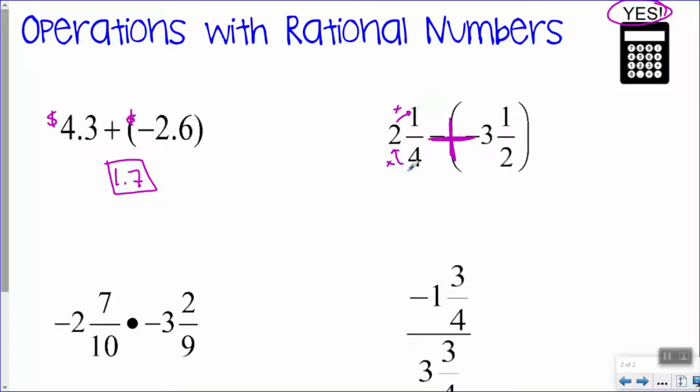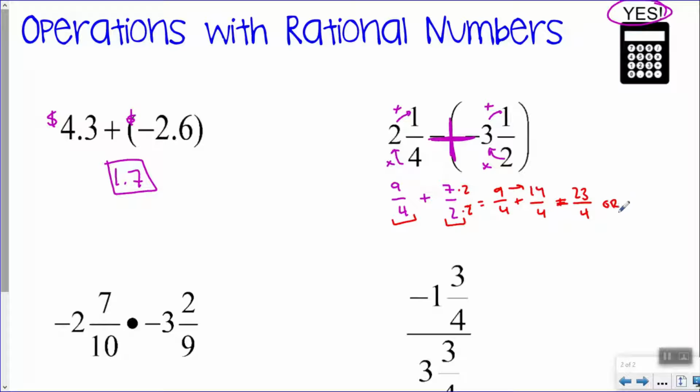So 4 times 2 is 8, plus 1 is 9 over 4, plus now 3 times 2 is 6, plus 1 is 7. So we have 7 over 2. Again, we need that common denominator. So I have denominators of 4 and 2. So the least common denominator, it's going to be very easy for me to get to, is 4, because I can just multiply both of these by 2, and we have our common denominator. So we're really going to have 9 over 4 plus 14 over 4. I add my numerators and keep the denominator the same, and we're going to have 23 over 4.